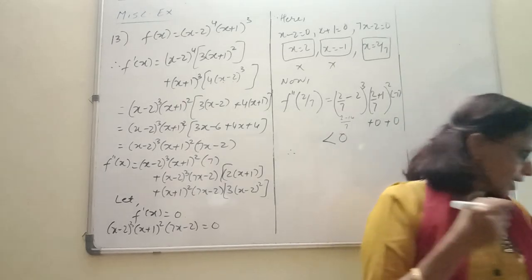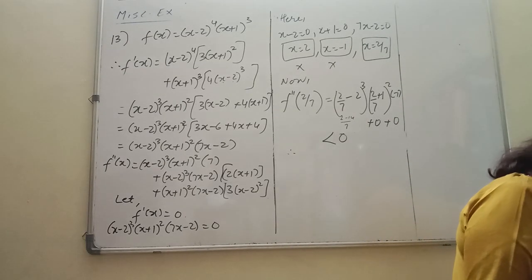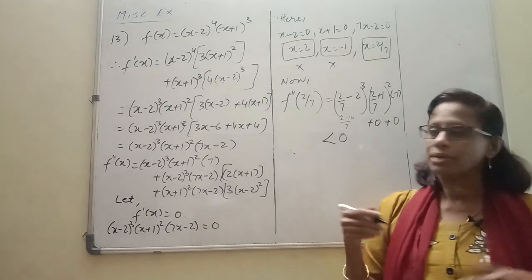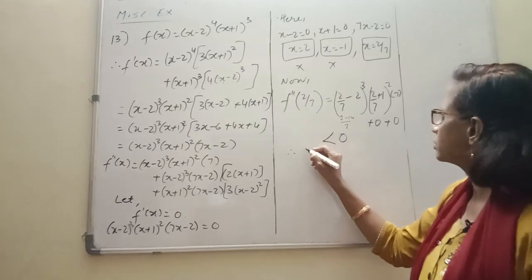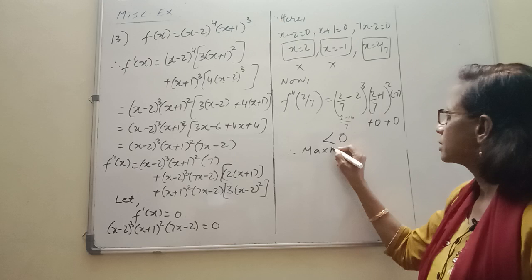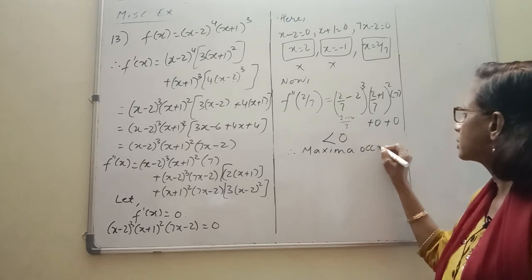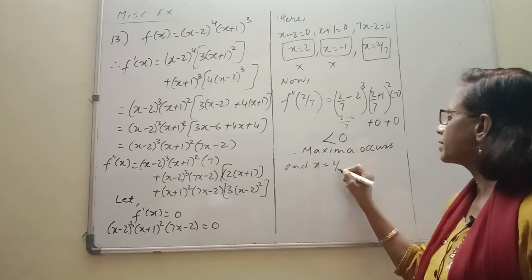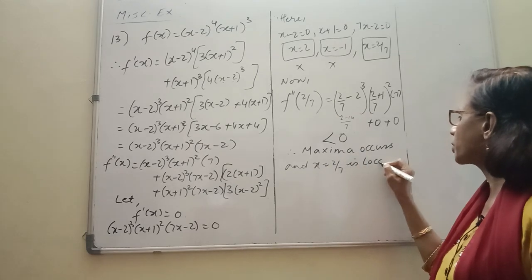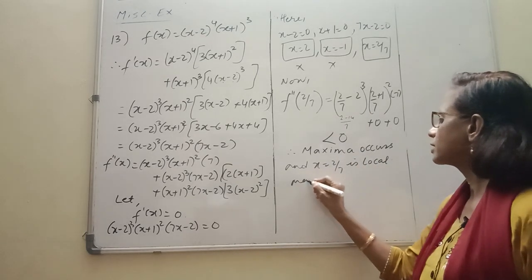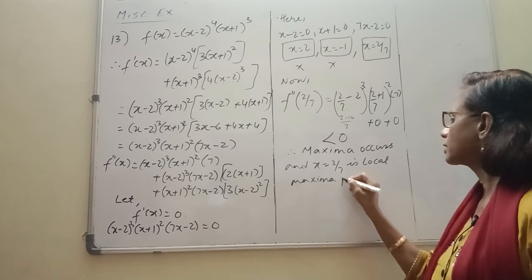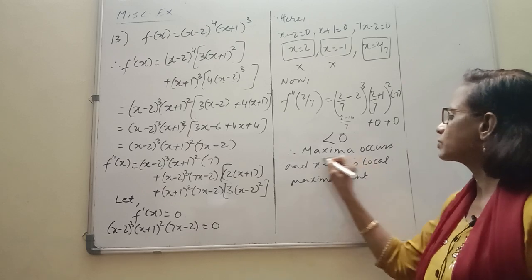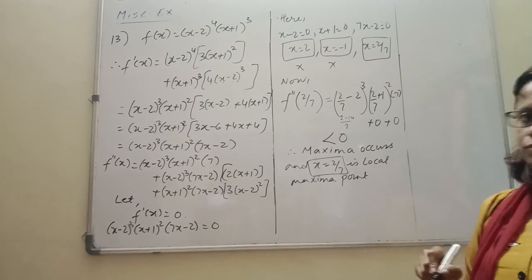what do they ask us? They ask where is the local maxima. So we can write here, maxima occurs, and x equal to 2 over 7 is a local maxima point, because they ask us like that. Yeah, they ask us for the local maxima point. So one thing is done.